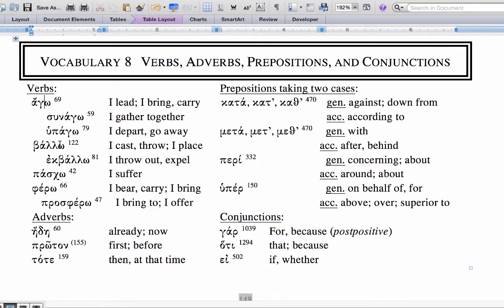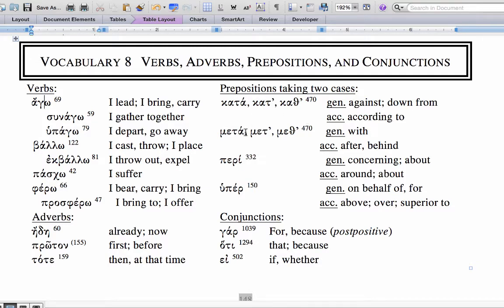we have prepositions. These prepositions will take two cases, the genitive and accusative, and the case of the object will determine the meaning of the preposition. You have kata, with the genitive as against, with the accusative according to. Meta, genitive with, accusative after or behind. Peri, with the genitive concerning or about, and the accusative around. And huper, with the genitive on behalf of or for, with the accusative above or over.